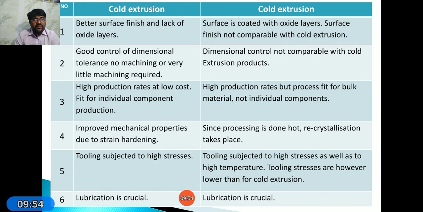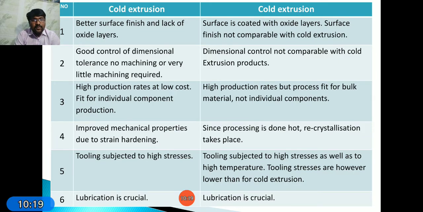But in case of hot extrusion, what happened? The surface is coated with oxide layers, so the surface finish is not comparable with cold extrusion. Next, good control of dimensional tolerance. There is no machining or very little machining required. But in case of the hot extrusion process, dimensional control is not comparable with cold extrusion. We cannot achieve good dimensions and accuracy.